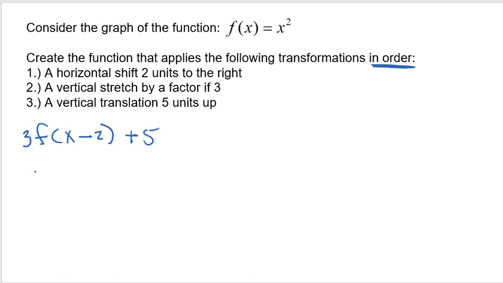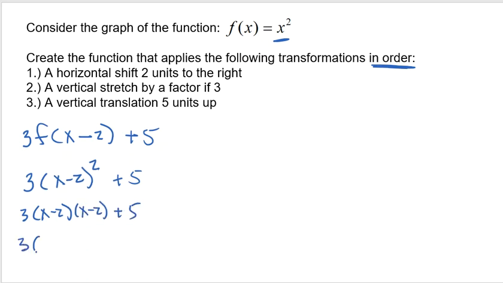Now I actually want to go ahead and apply that. So I'm going to take x squared. I'm going to put the x minus 2 inside of it, right? So that's taking the right 2 and putting it inside the function. And then I'm going to multiply the outside of that by 3. That's the vertical stretch. And then I'm going to add 5 for my vertical translation up 5. And that's it. Now, one thing I can do real quick is multiply this out so I can see what it's going to look like when it's all said and done. So that's 3 times x squared minus 4x plus 4, plus 5. Distribute the 3. That's going to be 3x squared minus 12x plus 12 plus 5.